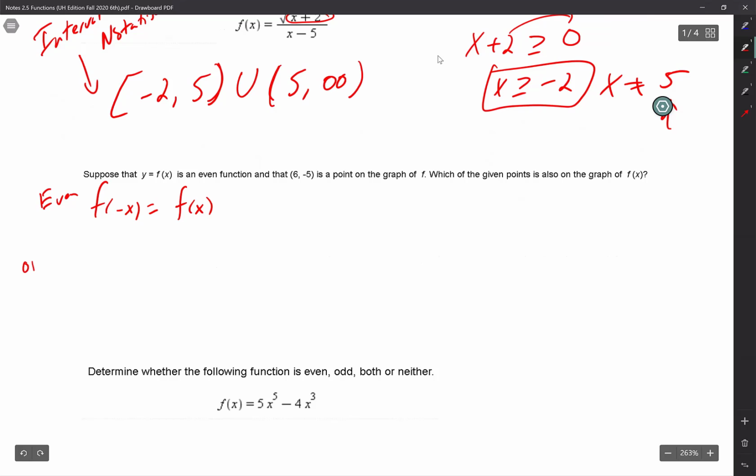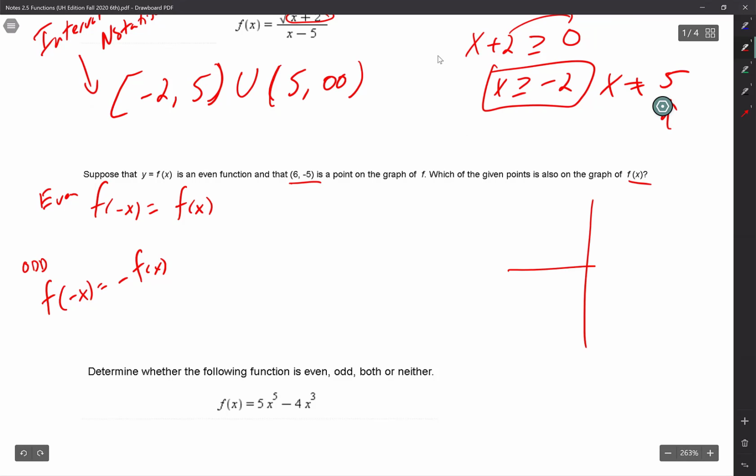And in case you're wondering what the property for odd is, it's f of negative x equals negative f of x. And really, I should be putting an a instead of an x, but oh well, too bad. So even functions are symmetric about the y-axis, and odd functions are symmetric about the origin. And it says if the coordinate 6, negative 5 is a point on the graph of f, which of the points is also on the graph of f of x?